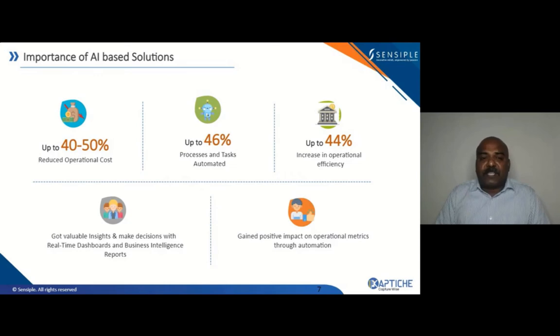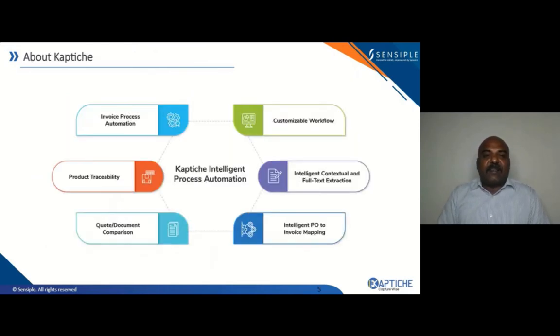Some of the significant benefits are 40 to 50% savings in cost and 44% increase in operational efficiency, whereas 46% of their tasks and processes are already automated. And the organizations started to get good insights to make decisions with real-time dashboards and other reports.